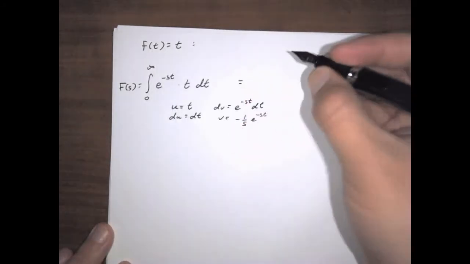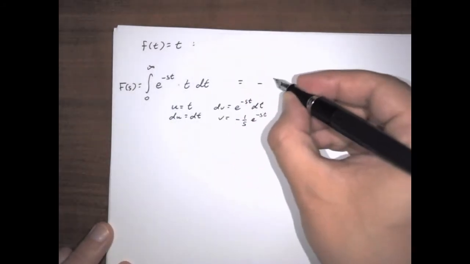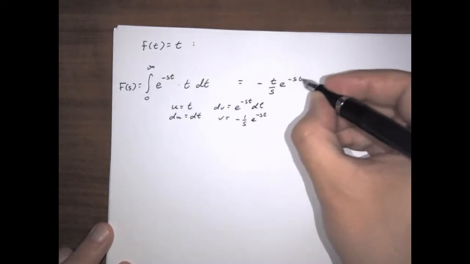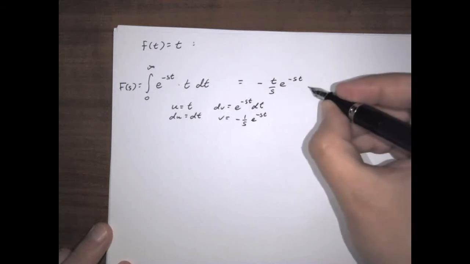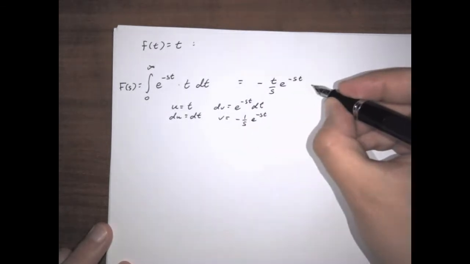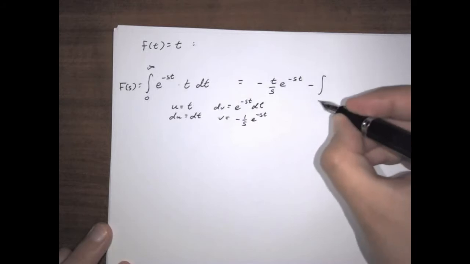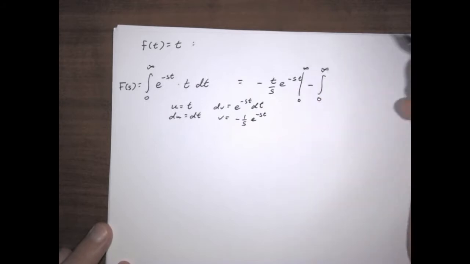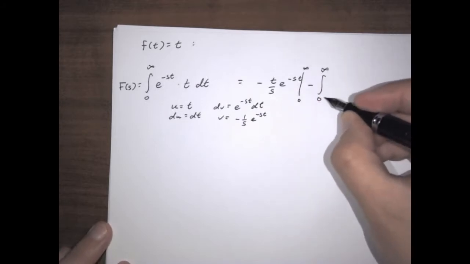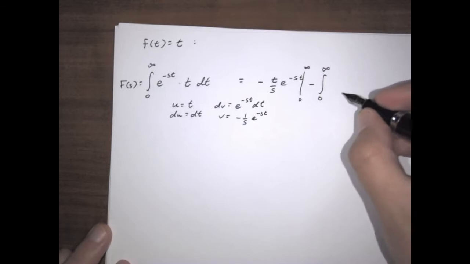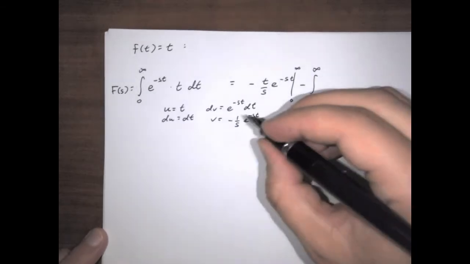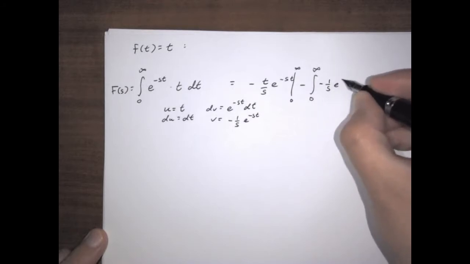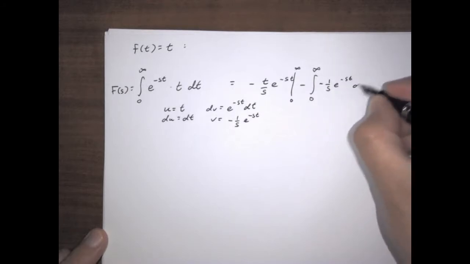And so when we integrate this by parts, we're going to have negative t over s e to the negative st, evaluated at 0, infinity. And then minus the integral from 0 to infinity of v du, so it's going to be negative 1 over s e to the negative st dt.